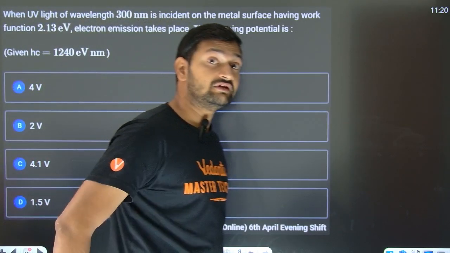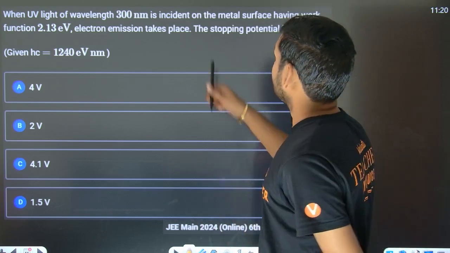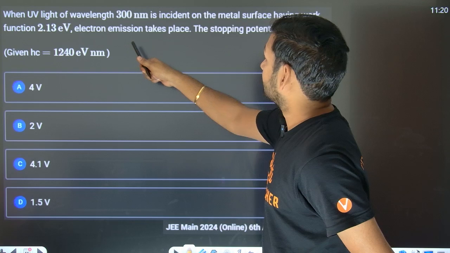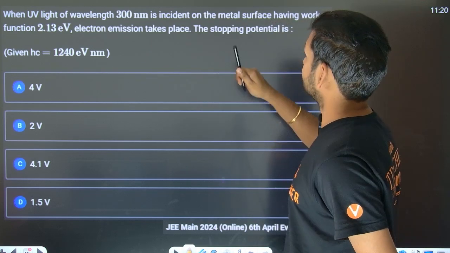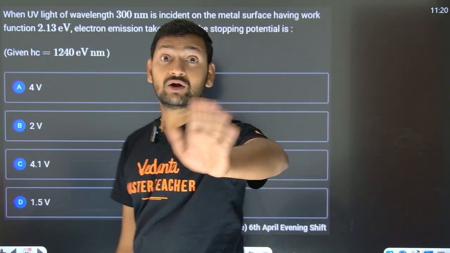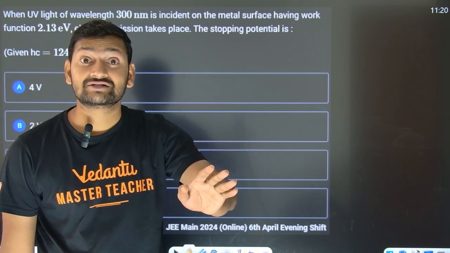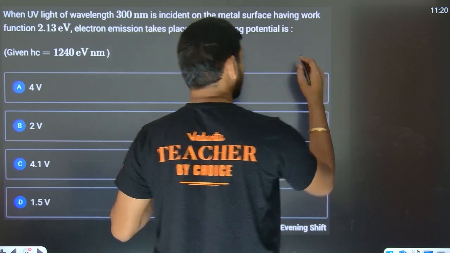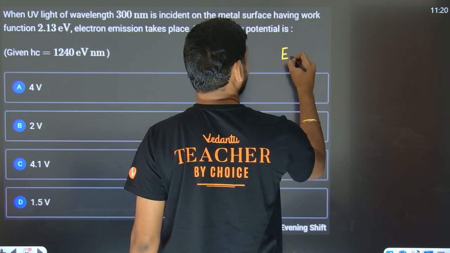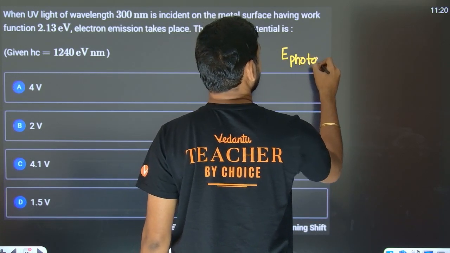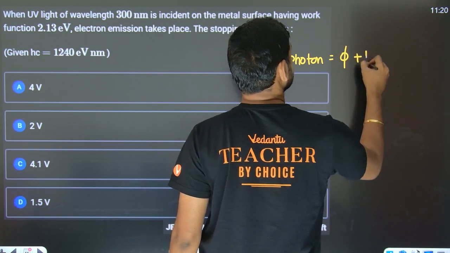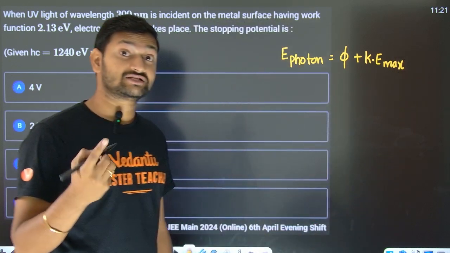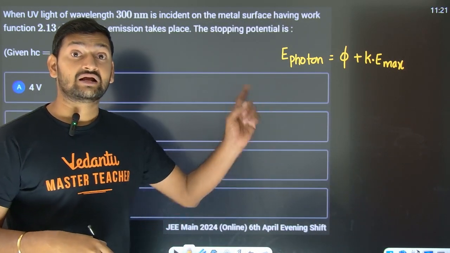When UV light of wavelength 300 nanometer is incident on a metal surface having work function 2.13, electron emission takes place. The stopping potential is... now they are not directly asking the Ke max, they are asking you to calculate stopping potential. So look again, what is the equation given by Einstein? Energy of the photon is work function plus Ke max. But keep in mind, they are not asking the maximum kinetic energy of the electron, they are asking stopping potential.